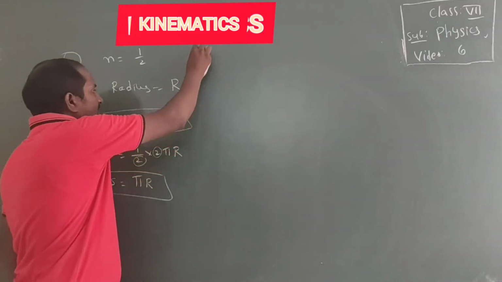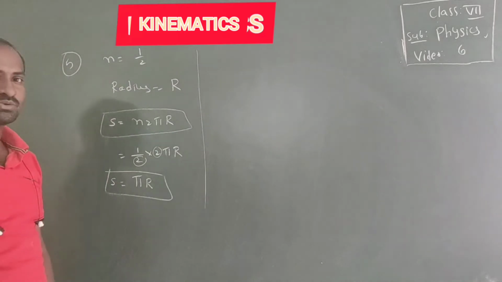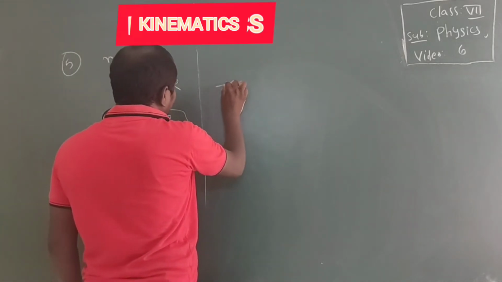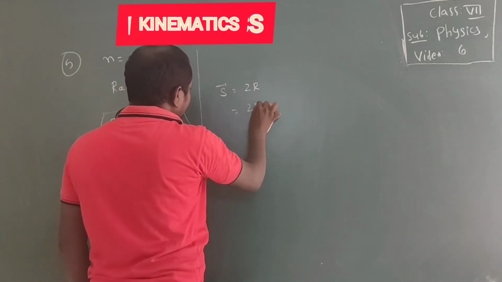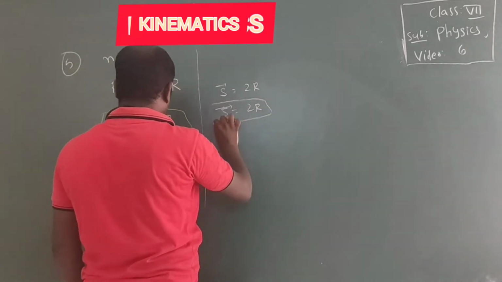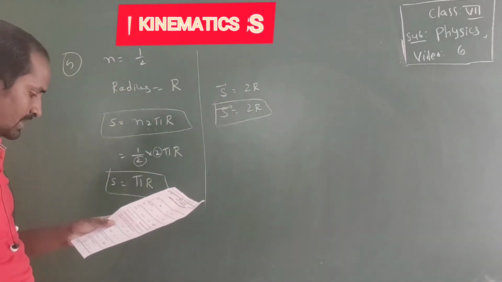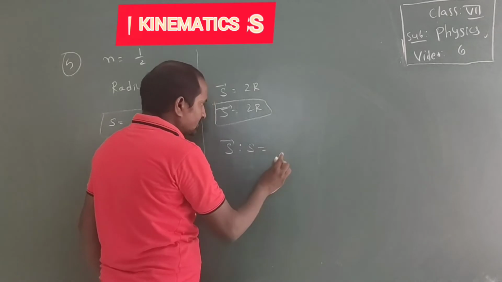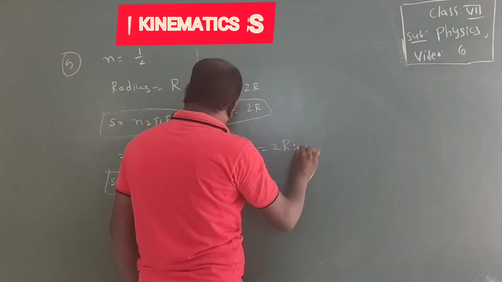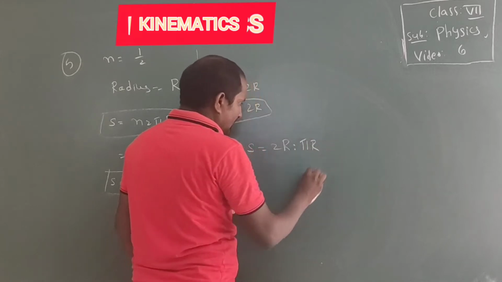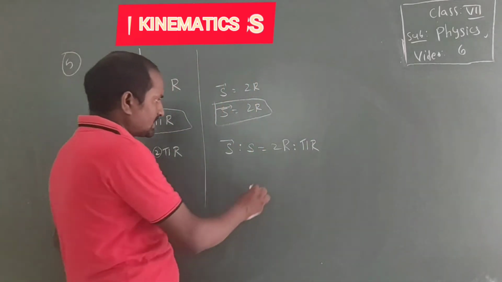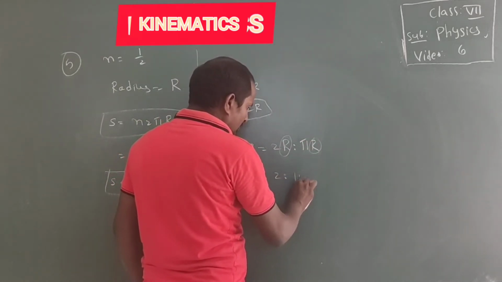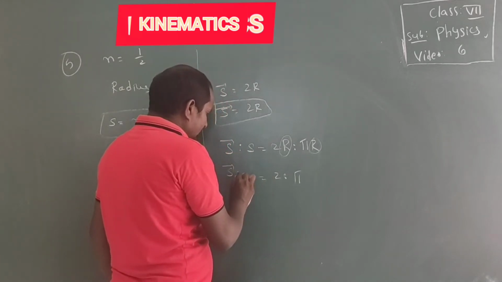Now displacement. If a body is moving in a circular path 1/2 times, or 3/2, or 5/2, or 7/2 times, then S bar equals 2 into r. So displacement equals 2r. Now find the ratio between displacement to distance, that means S bar is to S, that is 2r is to pi r. Here r gets cancelled, and the remaining value is 2 is to pi. That is displacement to distance.